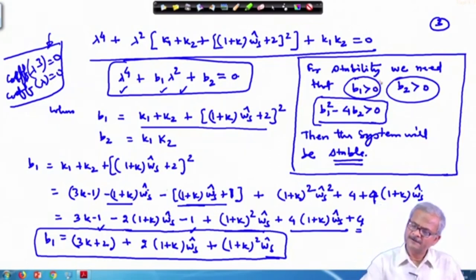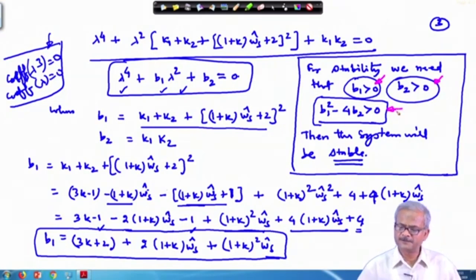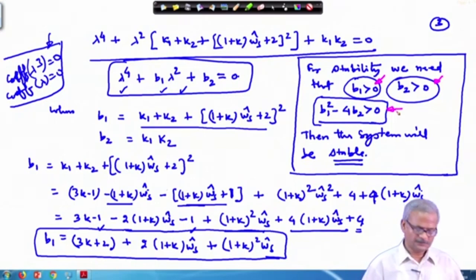And for that, these conditions must be satisfied: b 1 is greater than 0, b 2 is greater than 0, and b 1 square minus 4 b 2 is also greater than 0. Okay.